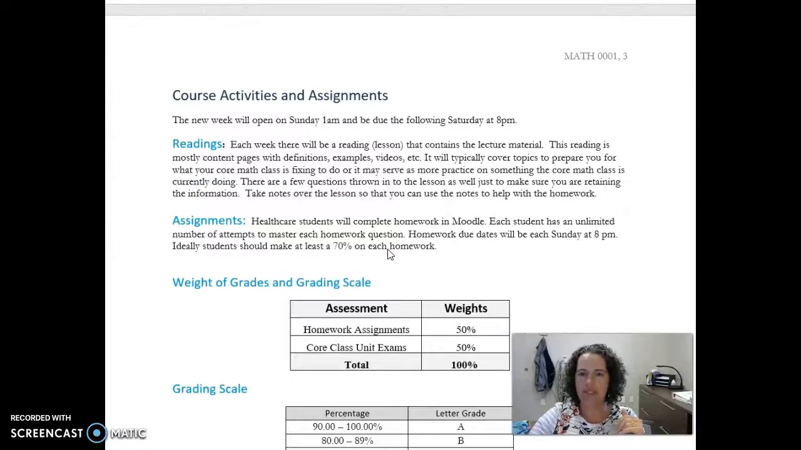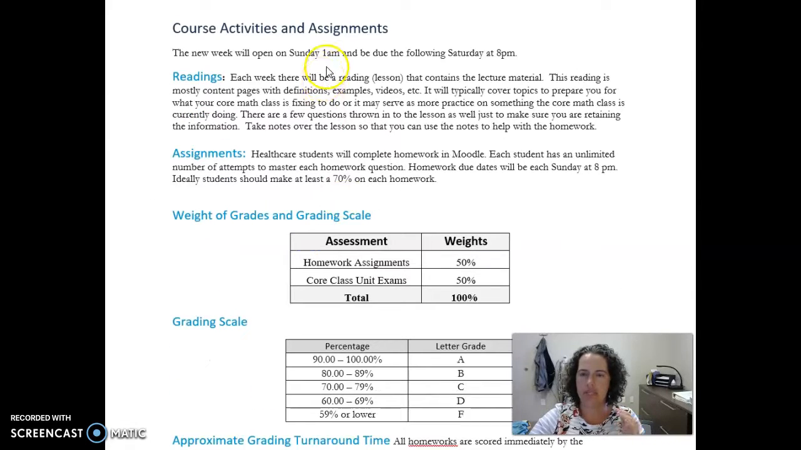Okay, so the piece that is different here, the course activities and assignments. So each week, the new week will open on Sundays at 1 a.m. and it will be due on Saturday at 8 p.m. Okay. Each week there will be readings, which are the little lessons. I think there's about 3 each week. 3 readings and 3 assignments.